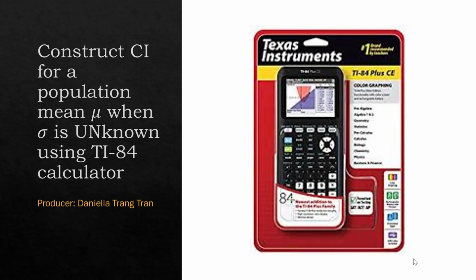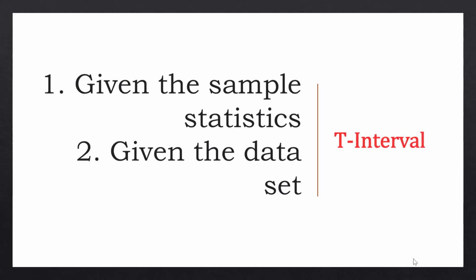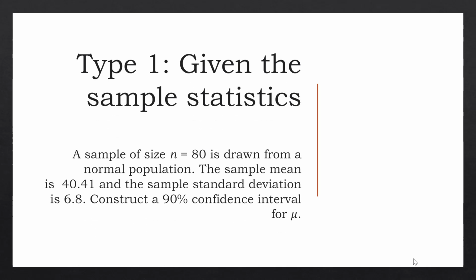It's Dania here, and today I'm going to show you how to construct a confidence interval for a population mean mu when the population's standard deviation sigma is unknown using the TI-84 CE+ calculator. Just similar to the Z interval we learned in the last video, we have two types of problem here. The first type is when you are given the sample statistics, and the second one is when you are given the data set. So let's take a look at the first type.